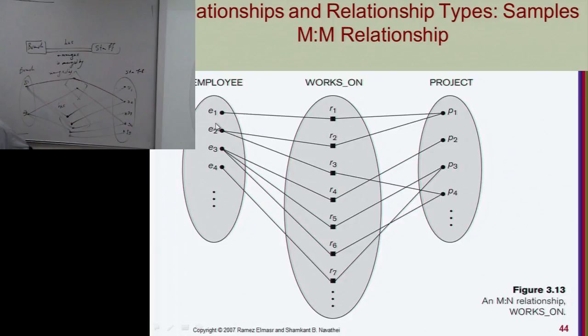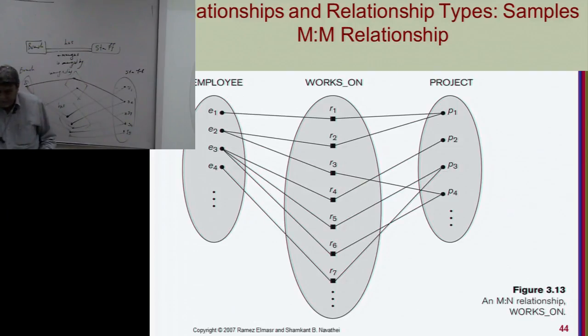So some of the employees have two links going out of them, linked to two occurrences of project. Look at the project again. Project P1 has two employees working for it. P3 also has two, and so on. So we have many from this side and many from that side. So we call this relationship many to many, M to M.